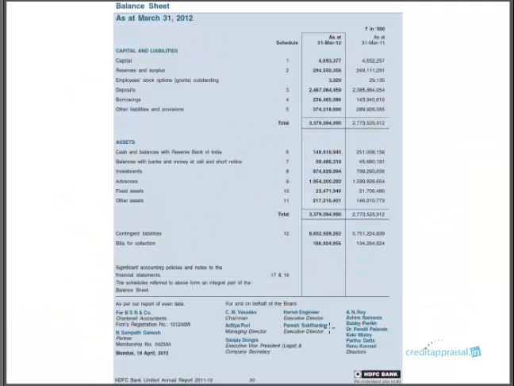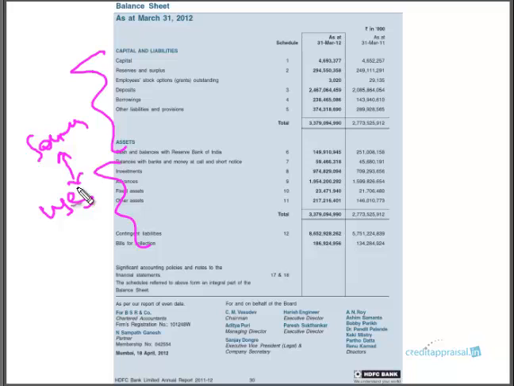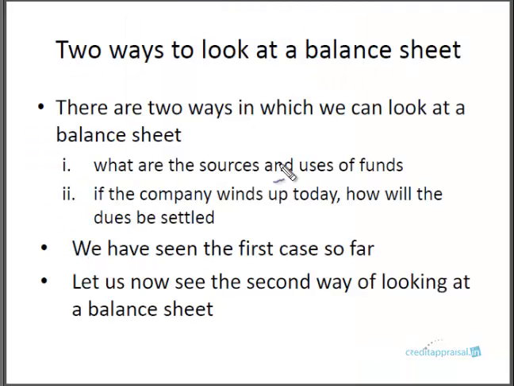So again, this is a real life balance sheet. You can see simply what a balance sheet is telling you. The balance sheet lists the sources of funds in one column, and what was done with those sources, the uses, it mentions on the asset side. So put simply, a balance sheet is a table which contains two columns.